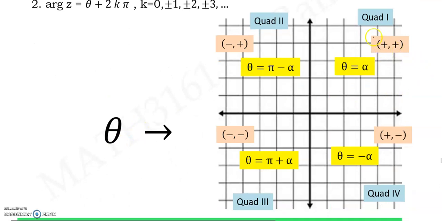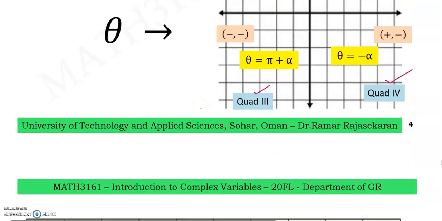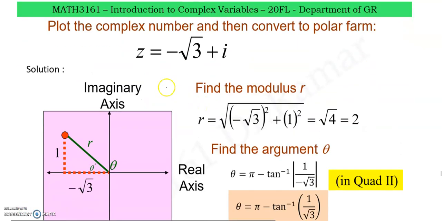Now suppose the given complex number is in the first quadrant, then theta is nothing but alpha. If suppose the given complex number is in the second quadrant, theta is nothing but pi minus alpha. Suppose the given complex number is in the third quadrant, then theta is nothing but pi plus alpha. Similarly, suppose the given complex number is in the fourth quadrant, theta is nothing but minus alpha. We have to follow this idea when we convert the given Cartesian complex number into the polar form. Now, you can make use of this table.